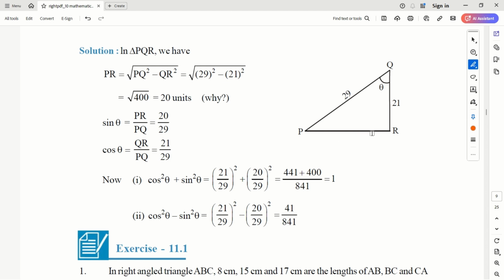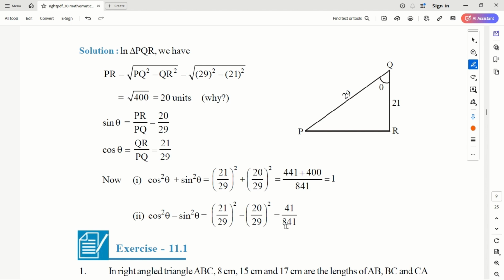This is 20 units. Once you know that this is 20 units, theta is here, sin theta is 20 by 29. Cos theta is 21 by 29. Now you know these two values. So sin square theta plus cos square theta, you will get 1. Cos square theta minus sin square theta, you will get 41 by 841.